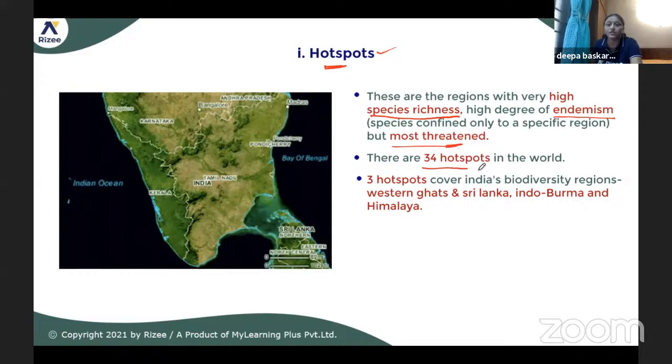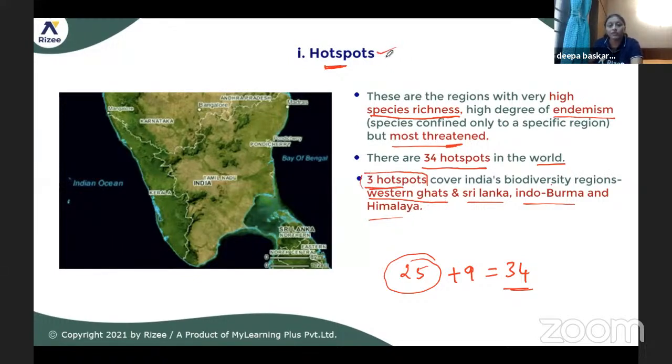There are totally 34 hotspots in the world. Previously 25 were there, now 9 were added, totally 34 hotspots. Of those 34, 3 hotspots cover India's biodiversity regions: Western Ghats and Sri Lanka, Indo-Burma, and Himalaya. So these are the hotspots present in India. What do you mean by hotspots? Areas which have high species diversity, high species richness, but all these species are in extreme endemism. That means if you do not take care, they will be lost.